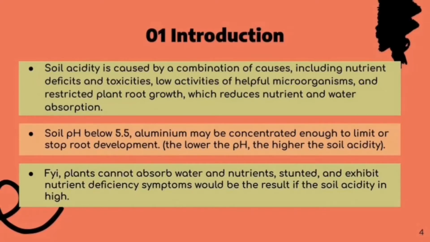Soil acidity is caused by a combination of causes including nutrient deficits and toxicities, low activities of helpful microorganisms, and restricted plant growth which reduces nutrient and water absorption. At soil pH below 5.5, aluminum may be concentrated enough to limit or stop root development. The lower the pH, the higher the soil acidity. For your information, plants cannot absorb water and nutrients, are stunted, and exhibit nutrient deficiency symptoms if the soil acidity is high.